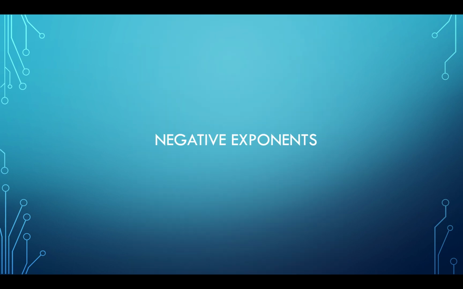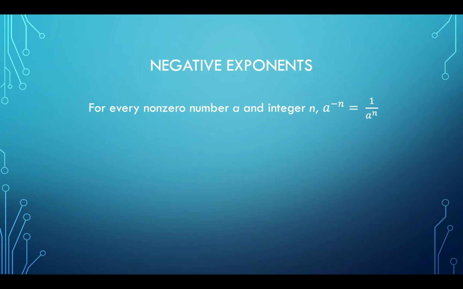So negative exponents. For every non-zero number a and integer n, a to the negative n is equal to 1 over a to the n. So if I have 7 to the negative third, that's the same thing as 1 over 7 to the third power. So when you have a negative exponent, you have to put it into the denominator. When you do that, the exponent now becomes positive.